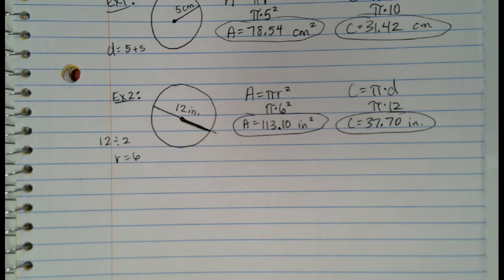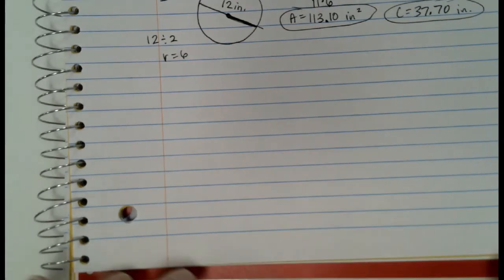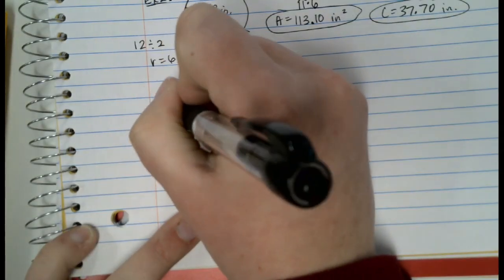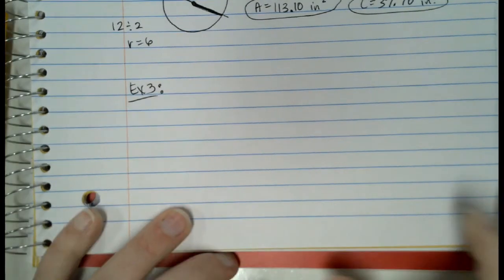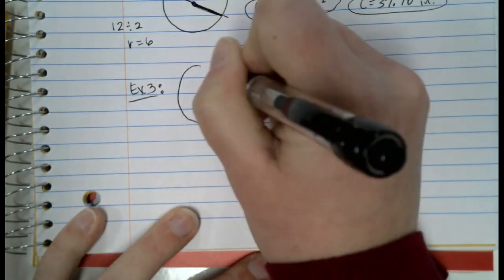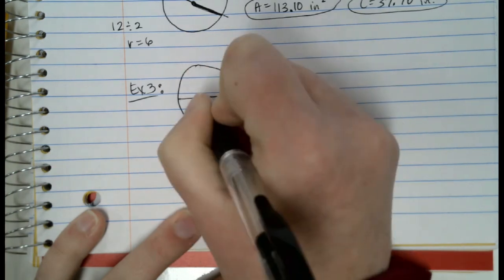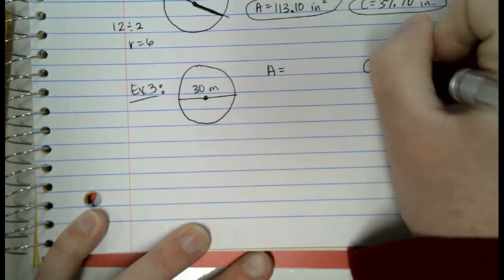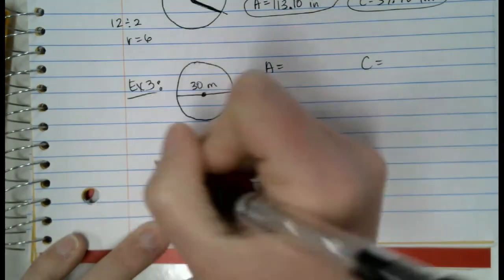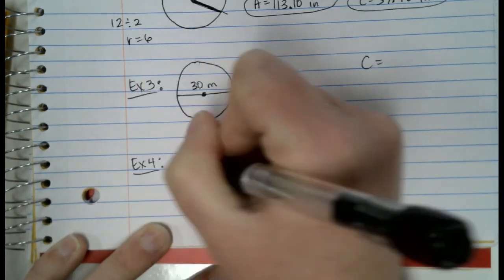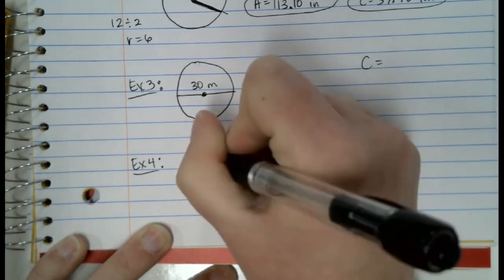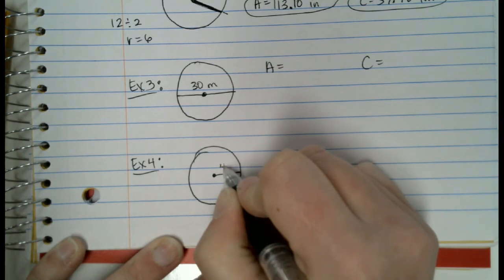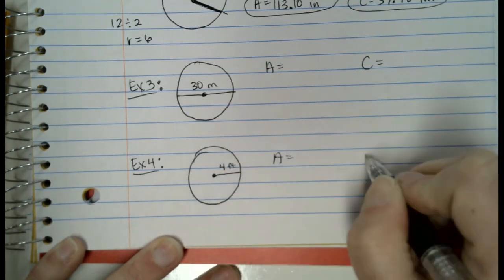Everybody okay? Okay. I'm going to draw 2 here for you, and I want you all to try both of these. And then we will go over them, and that will be it. All right, so here's a circle with a diameter of 30 meters, and I want you to find the area and the circumference, both. And then another one. And I want you to find the area and circumference on both of those.